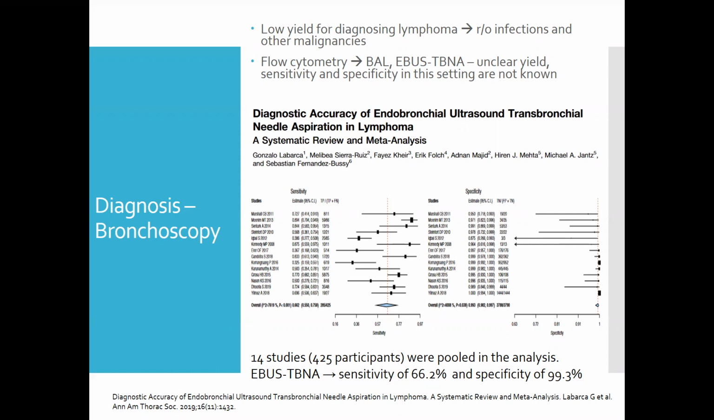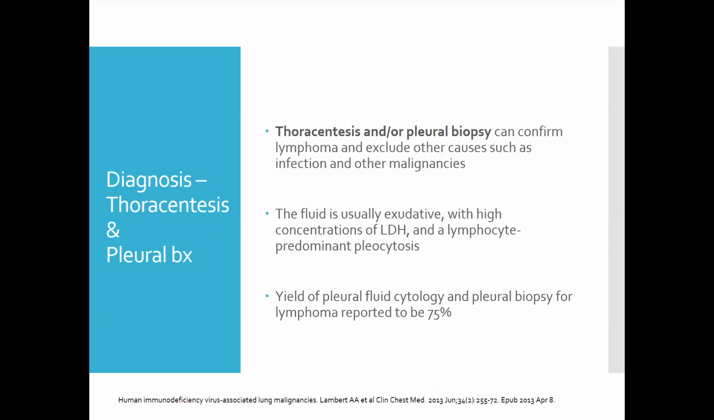This was a good study in 2019, a systematic review and meta-analysis of EBUS-TBNA in patients with lymphoma. 14 studies were pulled together, and what we saw was the sensitivity was only 66%. The specificity was high, but again, you can have a lot of false negatives with EBUS-TBNA in lymphoma. And that's why a lot of times, when our yield is not good, or if we have negative results, we do end up needing an excisional lymph node biopsy.